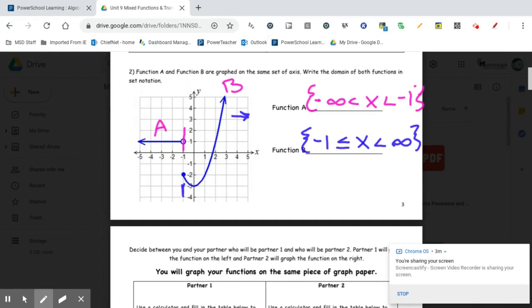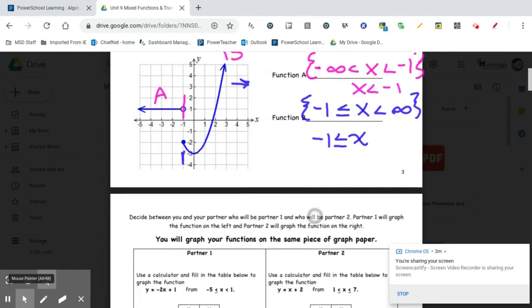Now you may also see it as just -1 is less than or equal to x with no infinity sign, or for the one above, it may just be x is less than -1. So you can see those two different ways. That's just the way of writing domain for both of those functions.